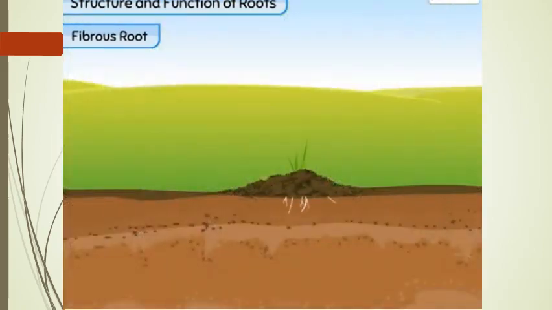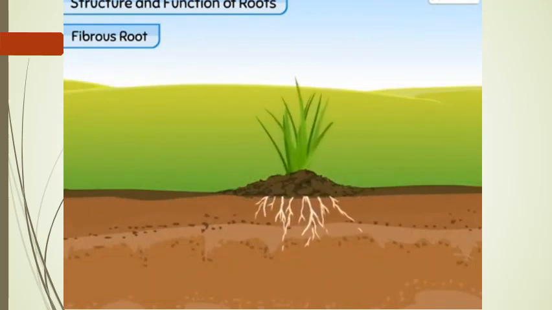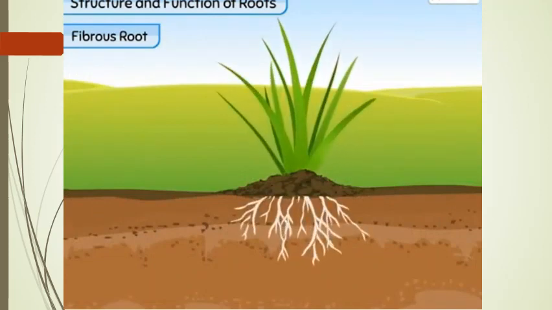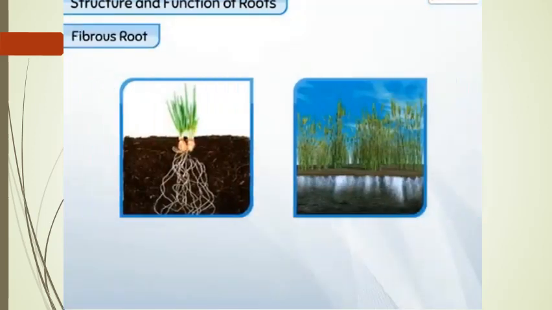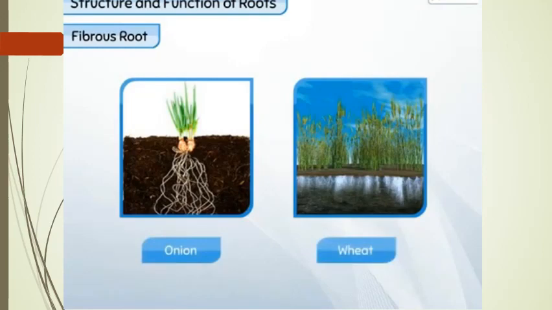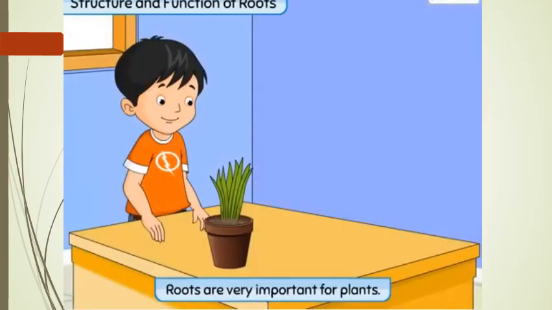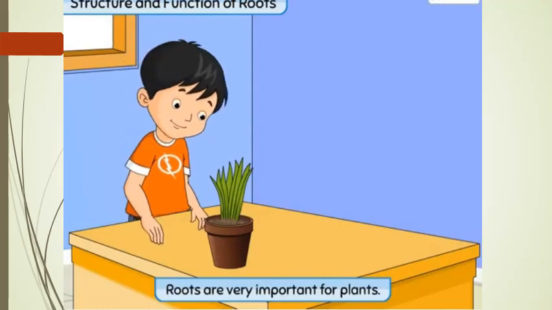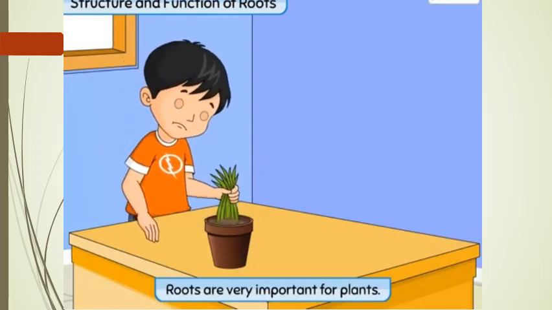The fibrous roots are seen in plants like grasses. In this type of root system, numerous roots of the same size grow from the base of the stem. These roots grow sideways in a bunch and do not go very deep into the soil. Some plants that have fibrous roots are onion and wheat.